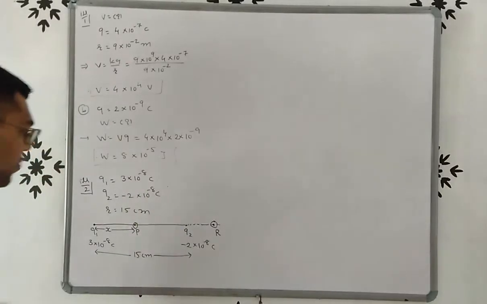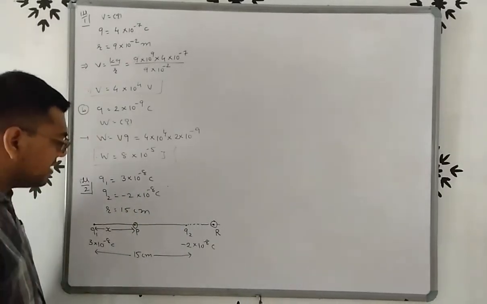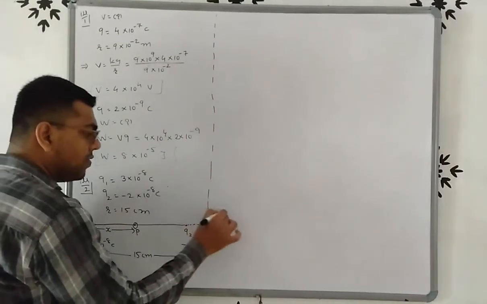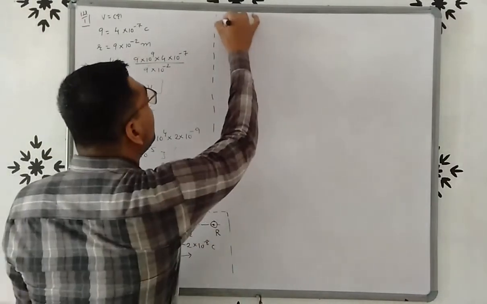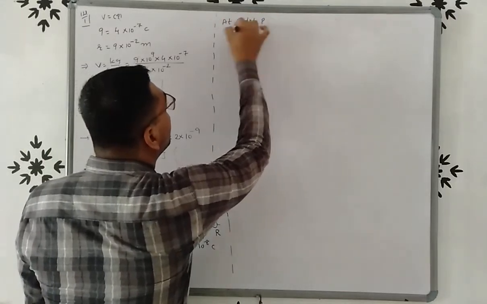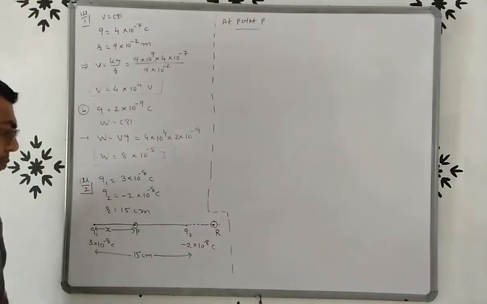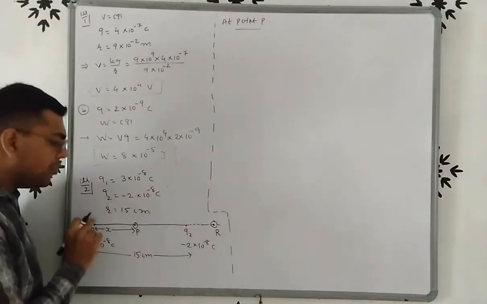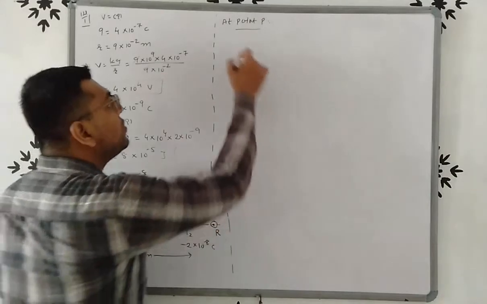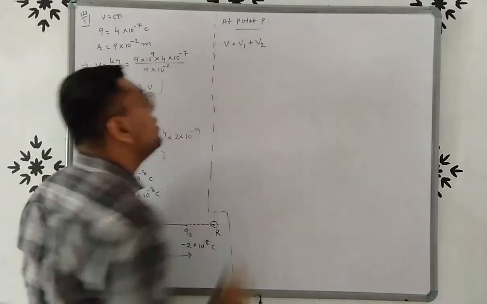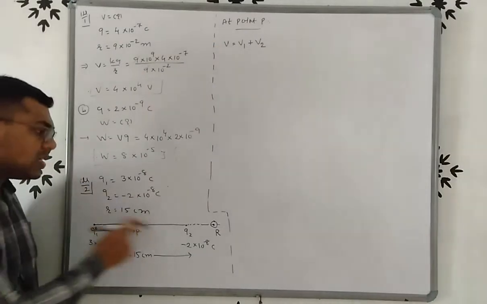Right? So to find out x, see here friends. To find out x, first of all we will discuss about at point P. Right? So to find out at point P, potential at point P is due to charge Q1 and due to charge Q2. So we know the formula of potential. V is equals to V1 plus V2. Because here there are two charges.